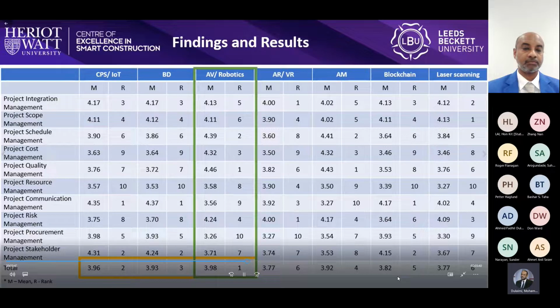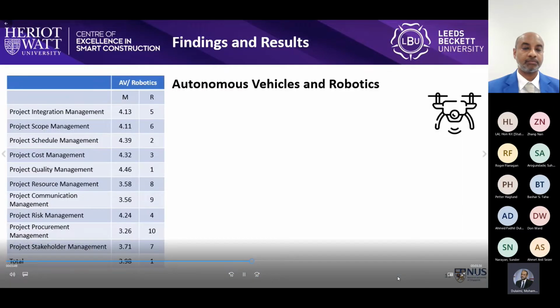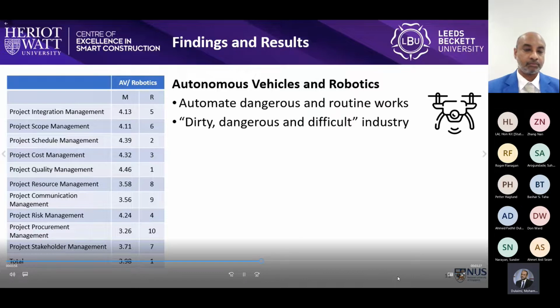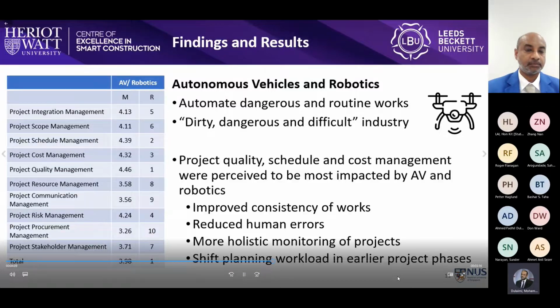So now we will take a look at autonomous vehicles and robotics. First, the top smart technologies with the greatest impact on project management knowledge areas were found to be autonomous vehicles and robotics. So this finding is expected as the construction industry is known to be a dirty, dangerous, and difficult industry, and autonomous vehicles and robotics can automate dangerous and routine works. In particular, project quality, schedule, and cost management were perceived to be most impacted by AV and robotics.